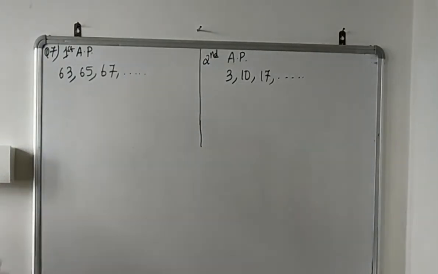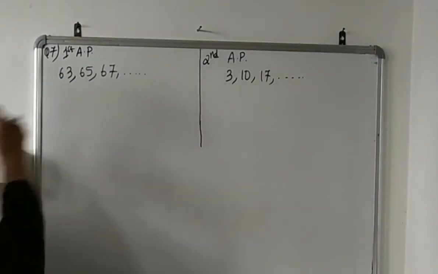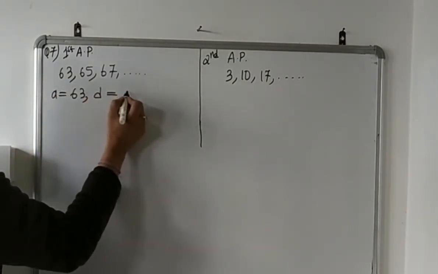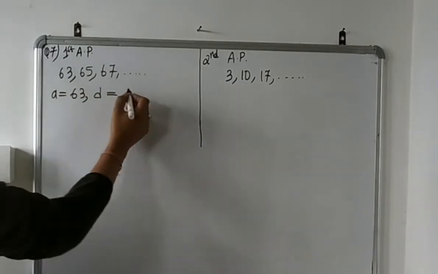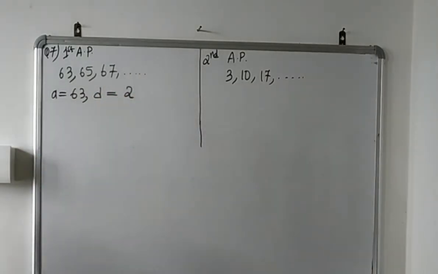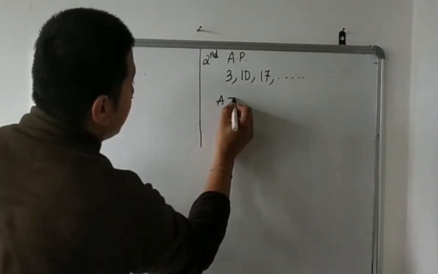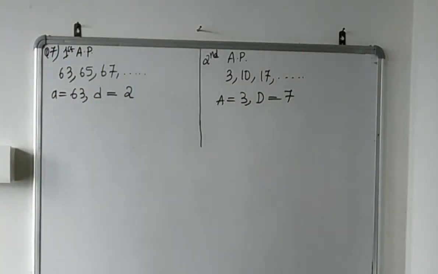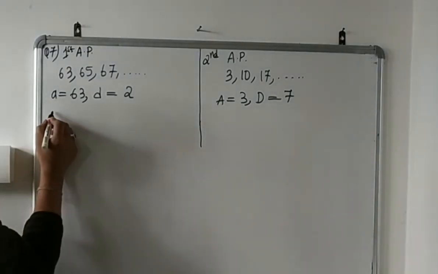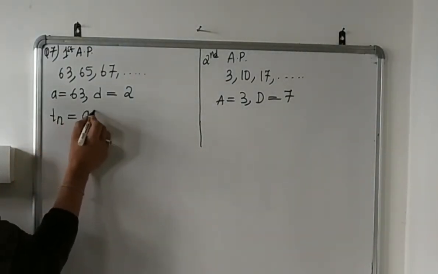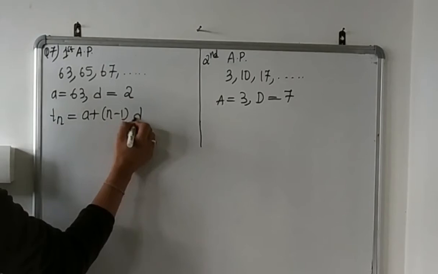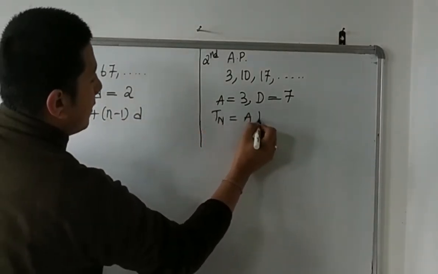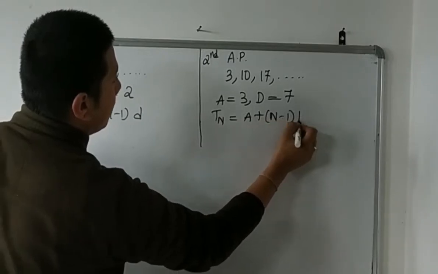Okay, so here the first term is 63 and the common difference is 2, right? And here I am taking capital A as the first term and capital D as the common difference, which is 7. Clear? Can I find the nth term? Tn, use the formula A plus n minus 1 into D.